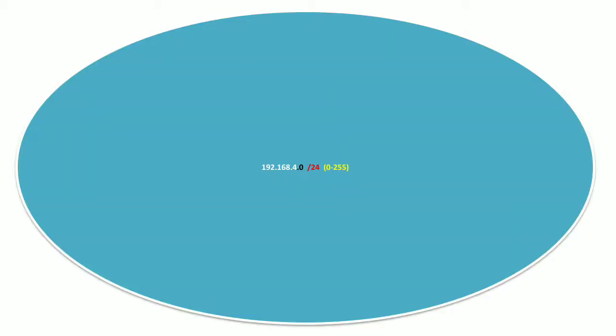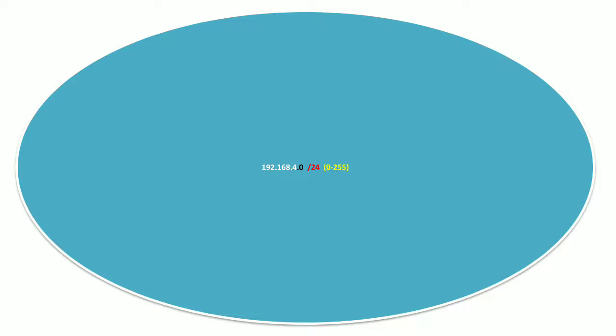So this is a network, 192.168.4.0, and this network has a subnet mask of /24. Now it means that this network contains around 256 IP addresses. So the first IP address would be the network ID of this network, and the last IP address would be the broadcast IP address of this network.